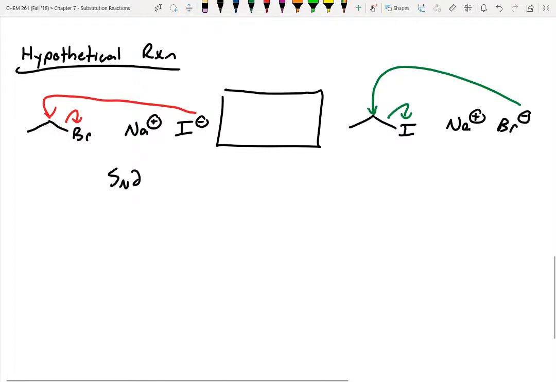In this reaction, what side do you think is favored, the left-hand side or the right-hand side? Yeah, probably the left-hand side because bromide is a stronger nucleophile than iodide, right? At least in an aprotic solvent, it will be. All right, and if we look at iodide as a leaving group, that's a better leaving group than bromide.